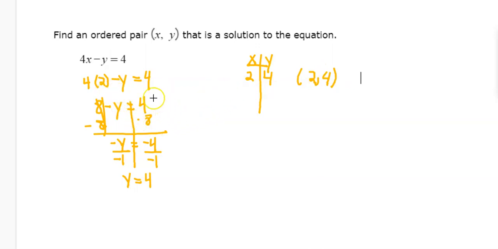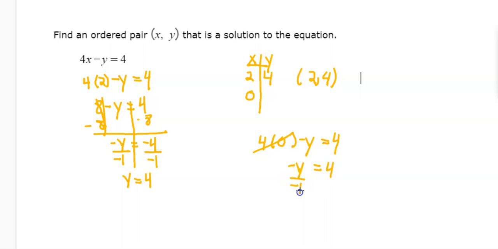Okay, let's find one more. Now before, in the last example, I said 0 is a great number to put in. So I'm going to do that. I'm going to put in 0 for my x. If I put in 0 for my x, I have 4 times 0 minus y equals 4. 4 times 0 is 0. Great. So negative y equals 4.